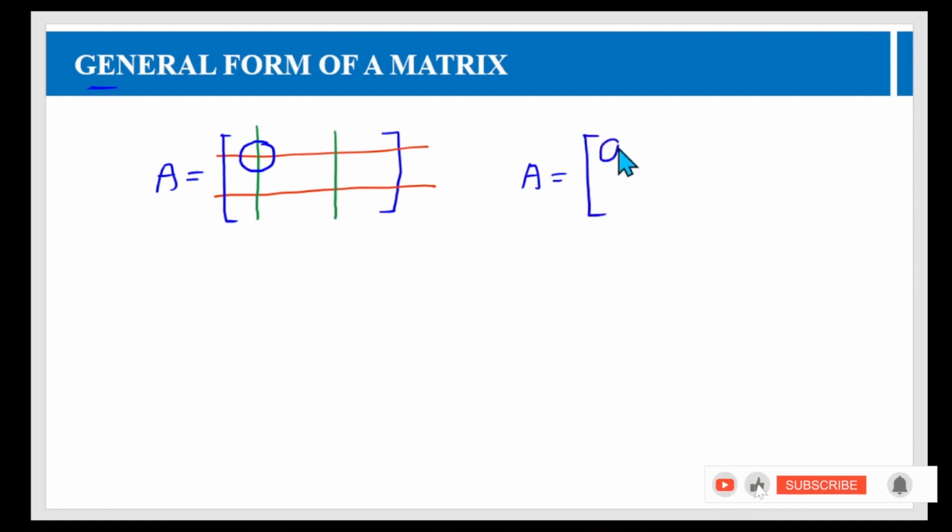We don't know the element, take it as a11. This first suffix indicates row, second indicates column.